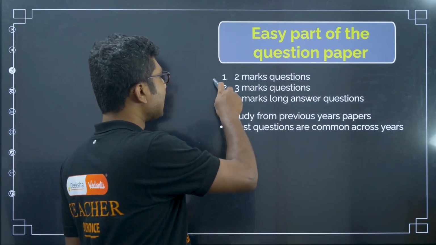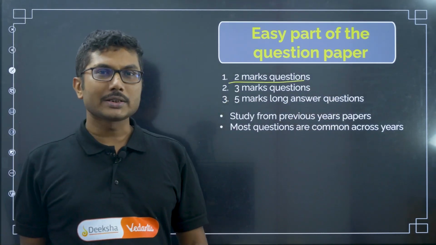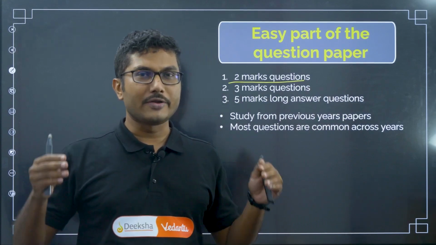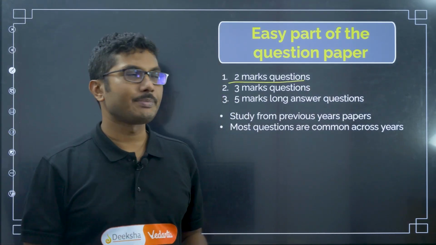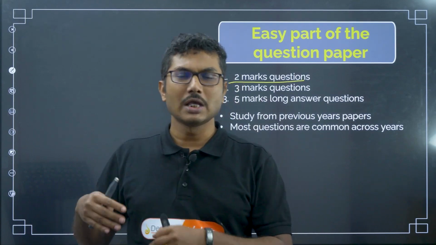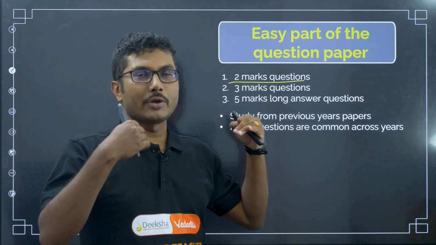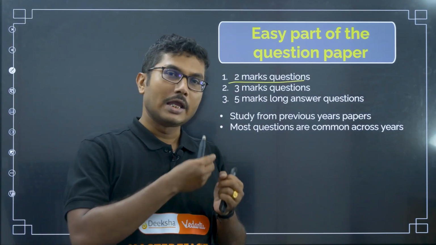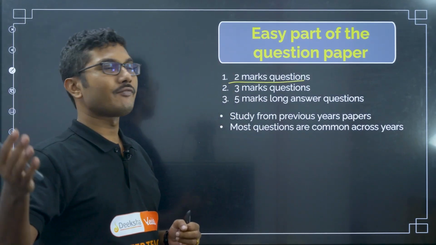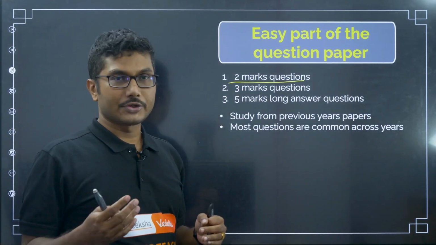What are the parts? First is 2-mark questions. Most of these questions are common. If you go back and study 4-5 years of previous year question papers and pick the 2-mark questions, you will find maybe 20 to 25 of them. If you study all those questions, you will easily be able to answer more than 5 questions.